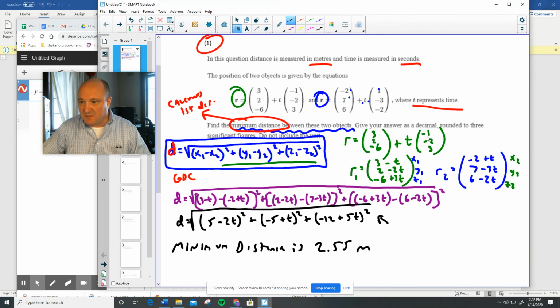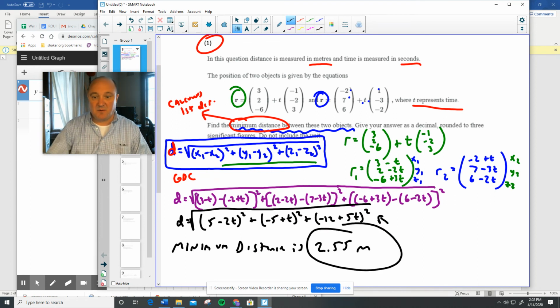Let's just go back and check and make sure we've answered everything in the question. Find the minimum distance between the two objects. Give your answer as a decimal, rounded to 3 significant figures. There we go. Hope that was helpful.